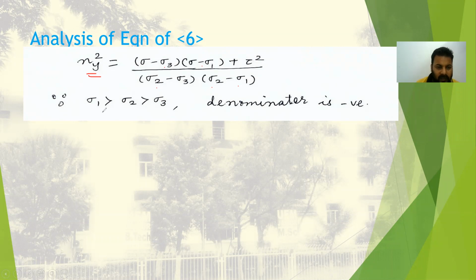Now, since sigma 1 is the largest of all and sigma 3 is the smallest of all, sigma 2 minus sigma 3 is positive. Sigma 2 being larger than sigma 3, that term is positive, and sigma 2 minus sigma 1 is negative. So the denominator comes out negative, and in order to keep ny square positive, we have to keep in mind that the numerator should always be negative so that the total expression becomes positive. So we shall apply this condition.